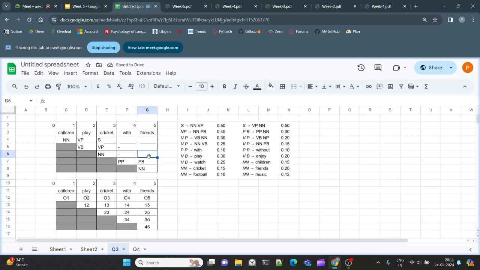Finally, we have 2, 5. For 2, 5, we take 2, 3 and 3, 5, and 2, 4 and 4, 5. So what is 2, 3 and 3, 5? NN and PP. NN PP is here. That gives me a verb phrase. And anything else? 3, 4 and 4, 5. Does PP NN give me anything? PP NN gives me a PP.